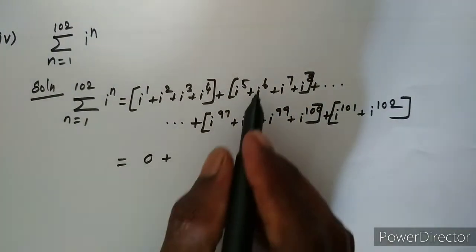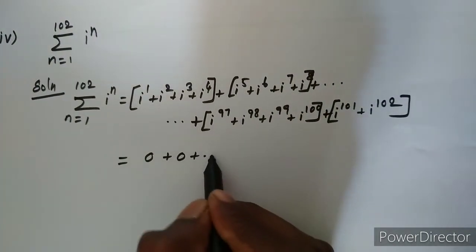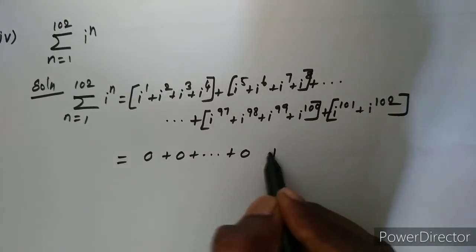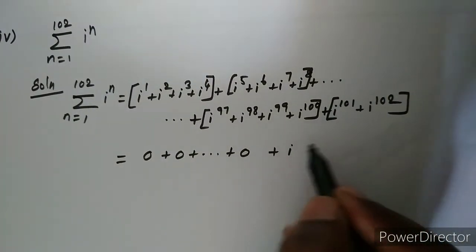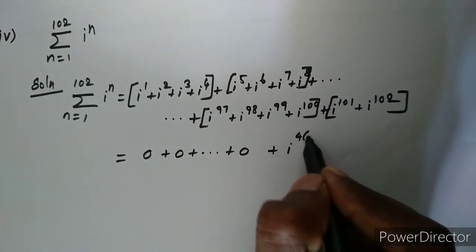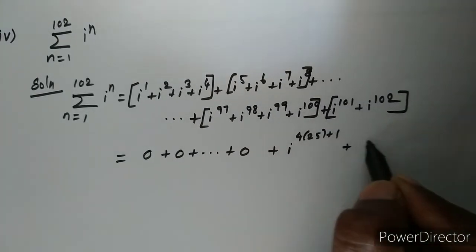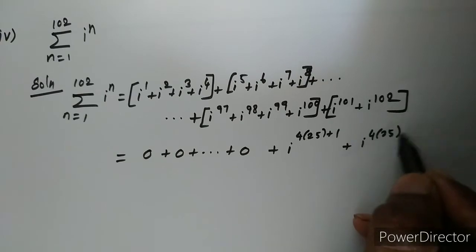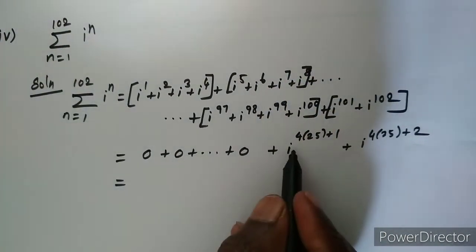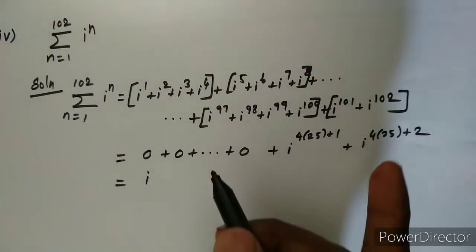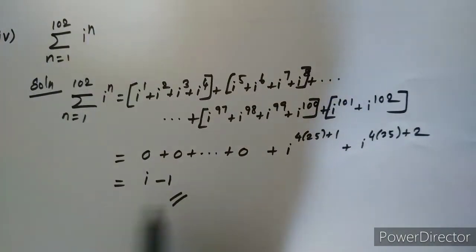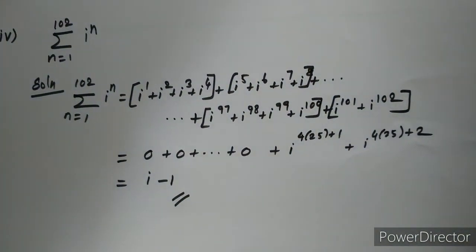Last two terms: i power 101 is i power 4 into 25 plus 1. Next, i power 4 into 25 plus 2. i power 4 into 25 plus 1 means i power 1, because 4n plus 1 means just i. So that is i. The next one is minus 1 because of i power 2. So the answer is i minus 1.